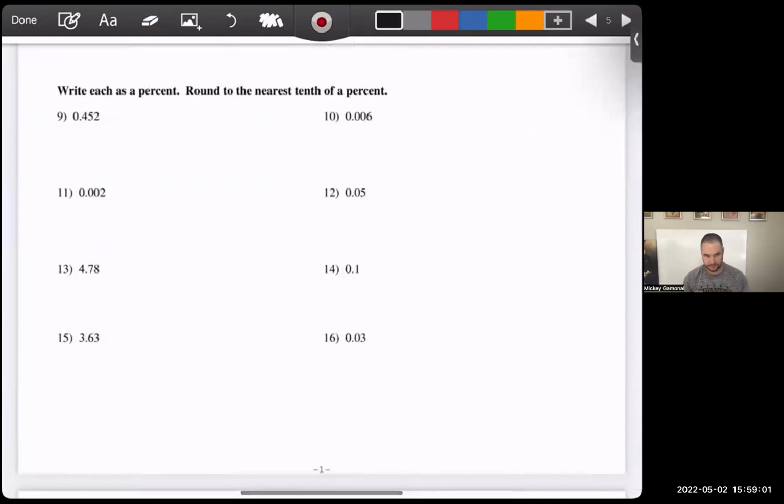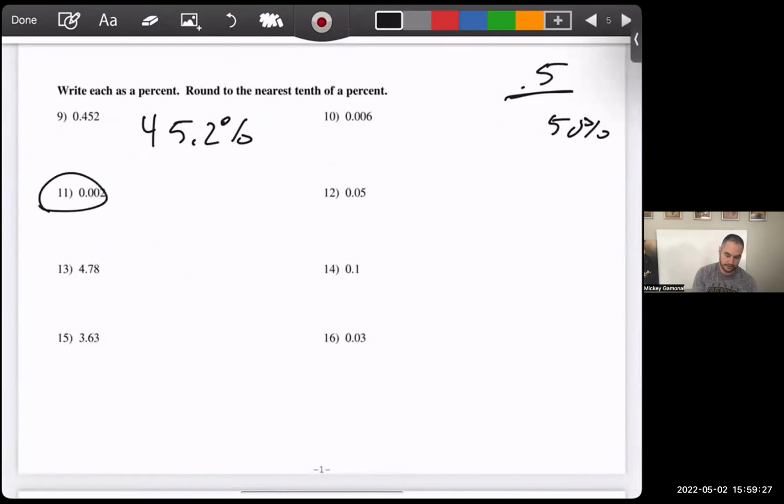Next one, write each as a percent. We're going to do the same thing, but now we're shifting it to the right. How many cents is it, right? So 0.452 is going to be 45.2%. You can tell right away, if I did 0.5, that's halfway to 1, so that would be 50%. And so you can always come back to the simple numbers to help you do more complicated work.